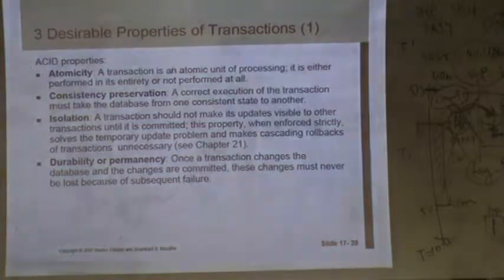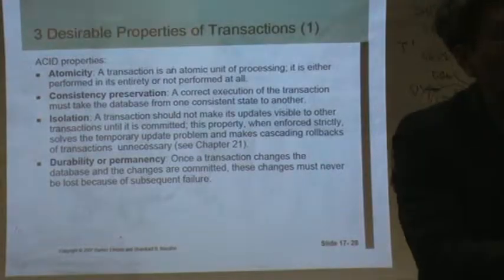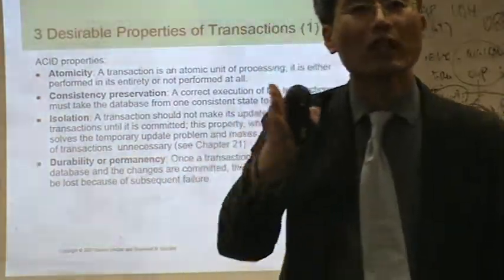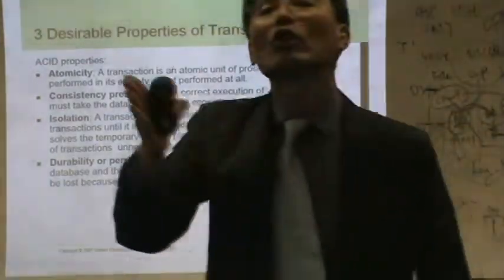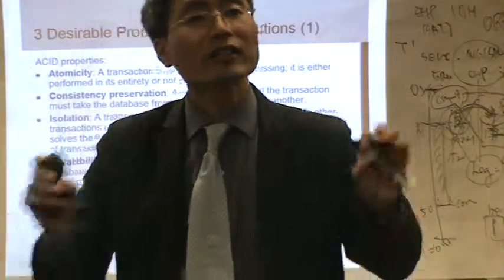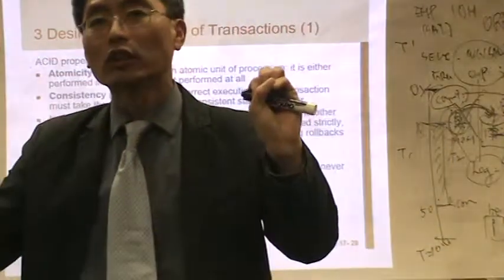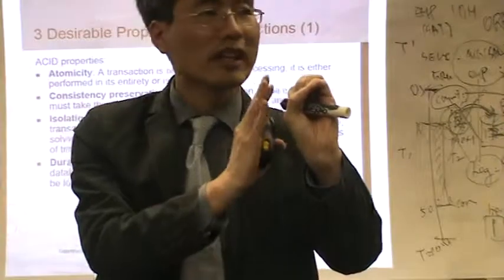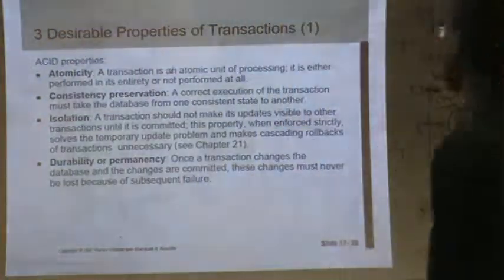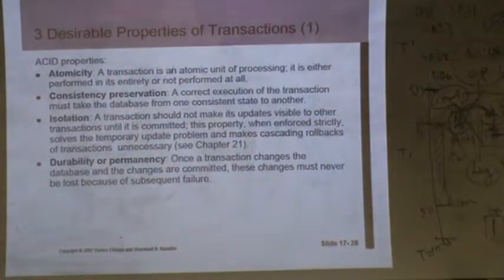Consistency preservation means what we discussed about the database state. If the transaction is completed, the database state goes from A to B. The database state will be changing. It's not the same; it's changing. So that is consistency preservation.